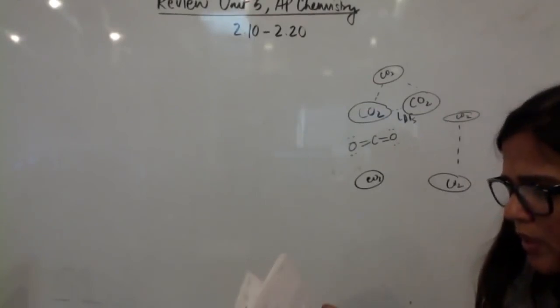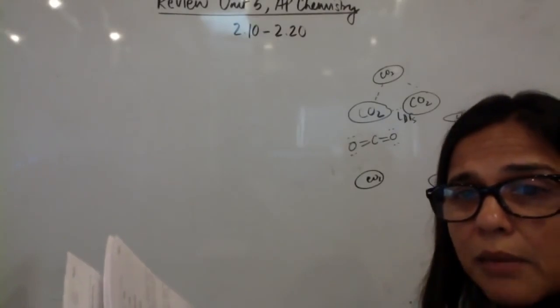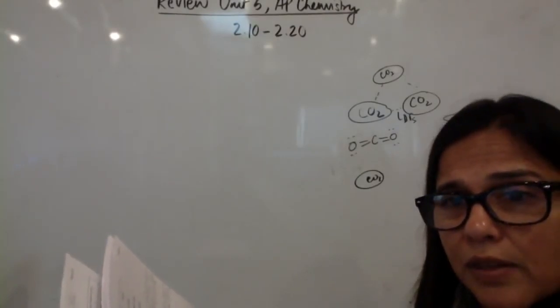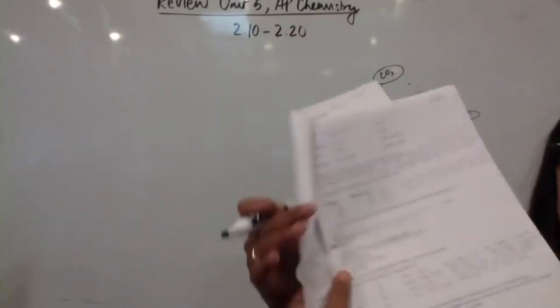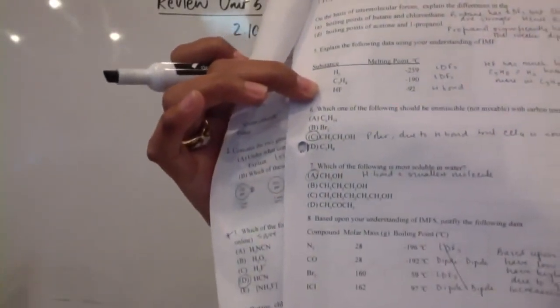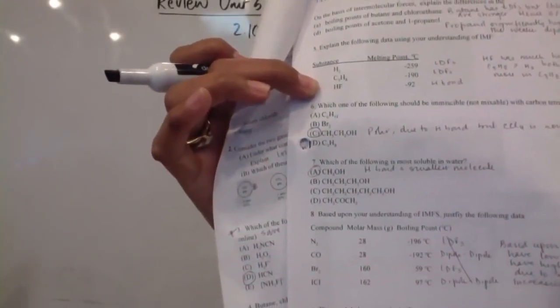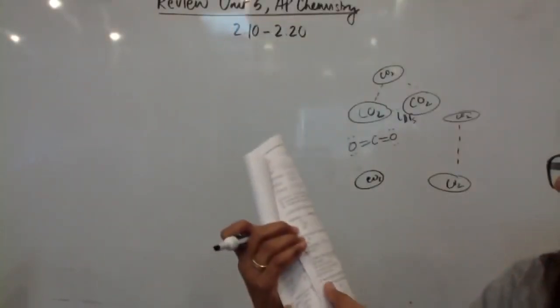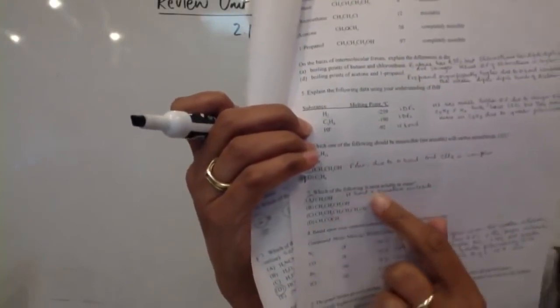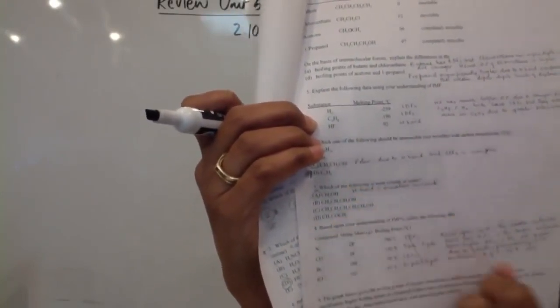Which of the following is most soluble in water? If you look at number 7, you see the difference in the molecules. They all have OH in them, right? Well, 3 out of 4 have OH in them. One has a CO bond, and CO is only dipole-dipole. The OH ones are hydrogen bonds.